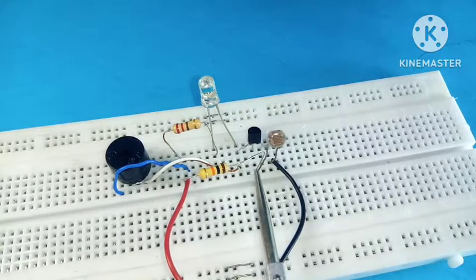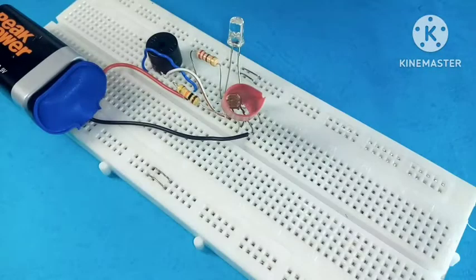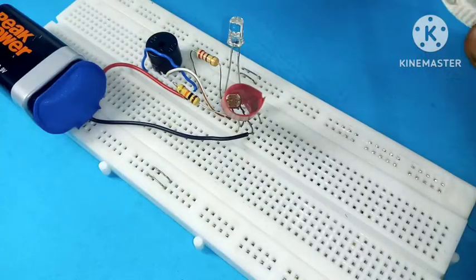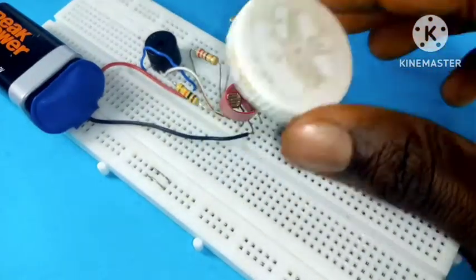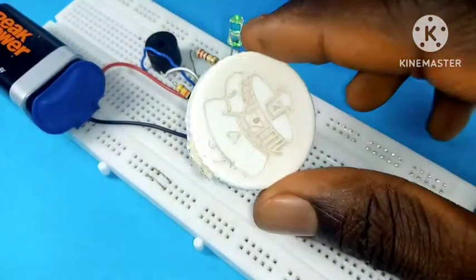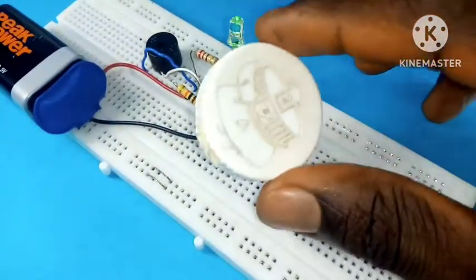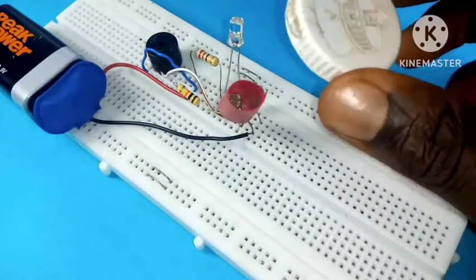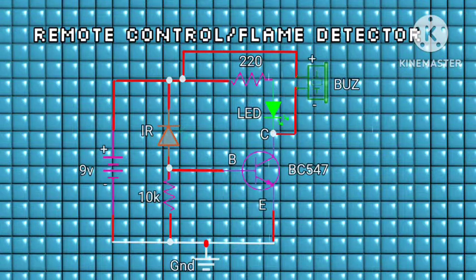Okay guys, we have our LDR and a 10K resistor connected in series, so we are going to be testing our project. You will notice each time an object blocks the light falling on the LDR, the resistance increases, and this will trigger the base of the transistor high. And each time the object is taken off, the resistance in the LDR decreases. So let's move into the next project.